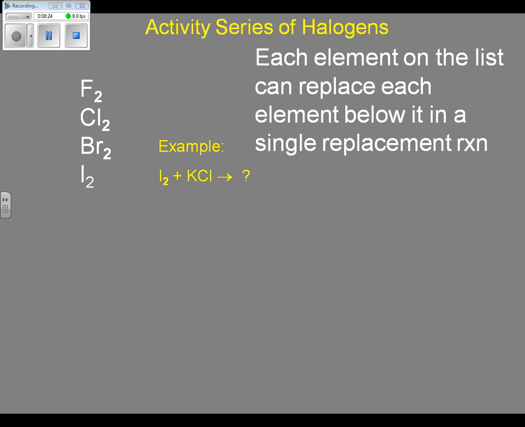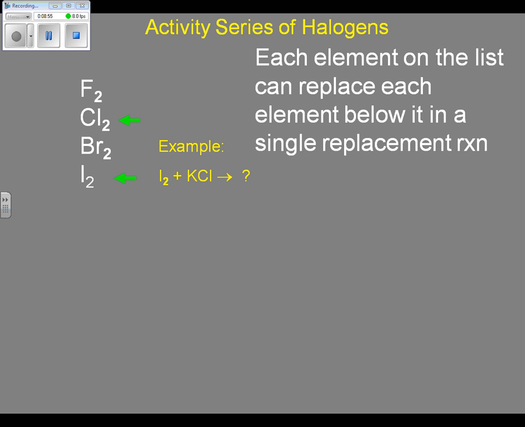Our first example, I2 plus KCl. We're going to use it the exact same way. We find our single element. Then we find the other element in this activity series. That's going to be the other halogen. Well, you cannot compare it to potassium because potassium is not in this list. So it has to be chlorine. So we find chlorine. There it is.